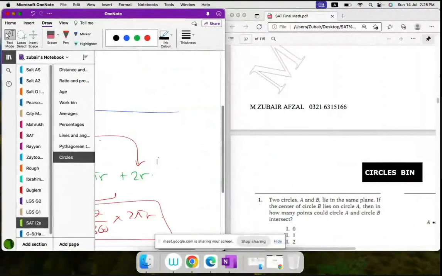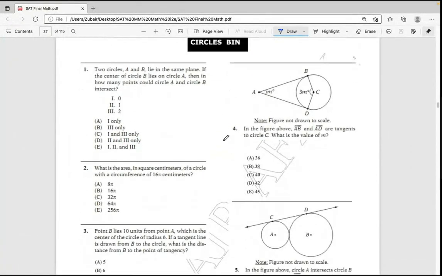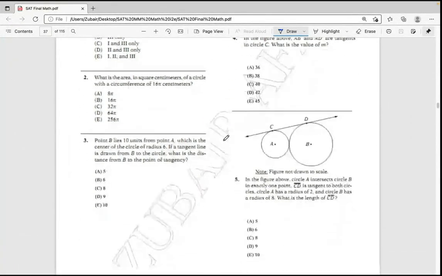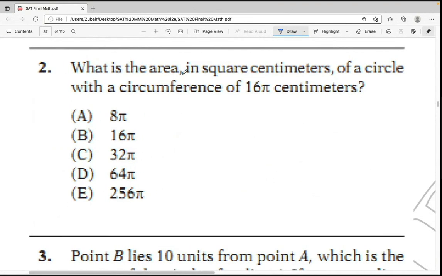Okay. Now we try some general questions, then we'll come back to this. Question number 2. What is the area in square centimeters of a circle with a circumference of 16 pi? So circumference is 2 pi r, which equals 16 pi. R is equal to 8.